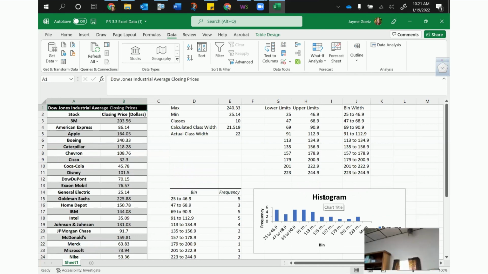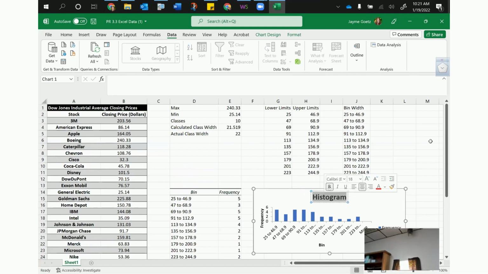You're going to click on this. You're going to double click on it. So again, to do that, you need to click on it once and then double click on it. Because in clicking it, you select it, double click on it, you can edit it. And then you're going to fix it. Dow Jones, make sure you capitalize appropriately. Industrial average closing prices.